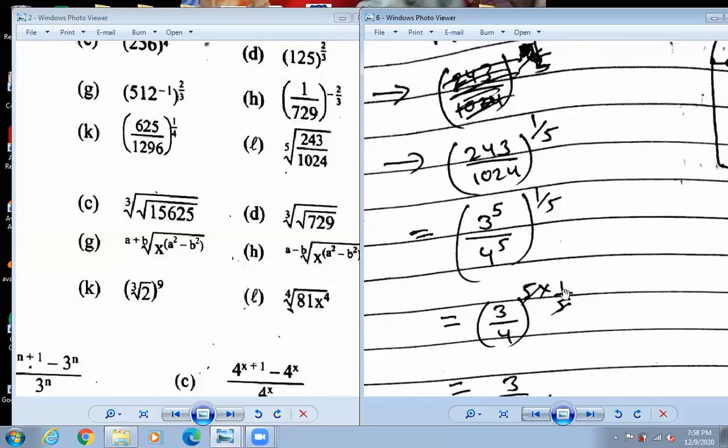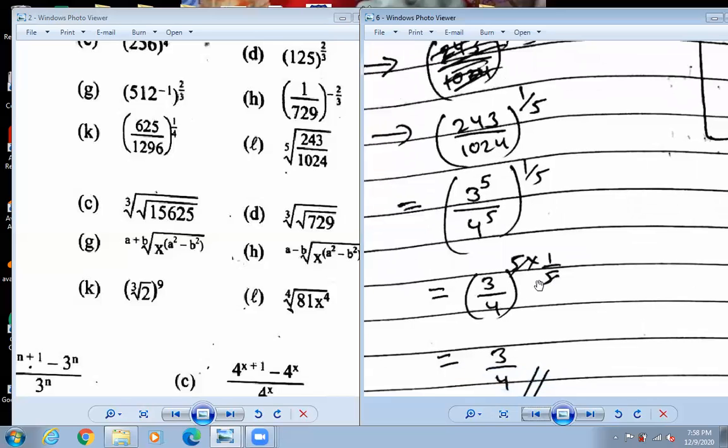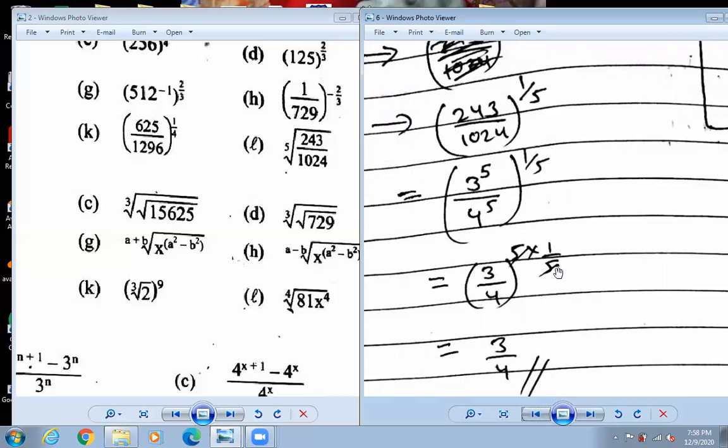So power 1 doesn't mean anything. So 3 by 4 power 1 means 3 by 4 only. Okay, so let us write down 3 by 4. If the power is 1, let us write down the same number. Is it okay? Okay. So in this way, we will complete our number L.